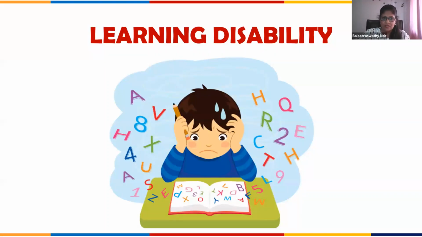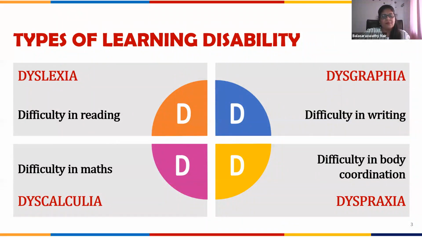Of course not. Learning disability is basically a problem with reading, writing, maths, and body coordination. These kids look absolutely normal. And what are they normal at? They're normal at looks, they're normal at singing, dancing, music, watching TV, playing games, everything is normal. What's not normal with them is the way they read, the way they write, the way they do maths. So there are 4 different categories under learning disability: dyslexia, dyscalculia, dyspraxia, and dysgraphia.